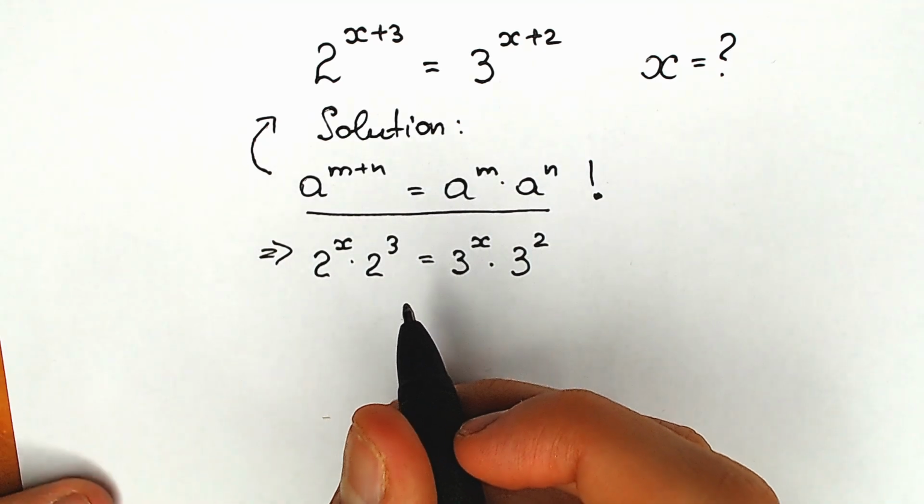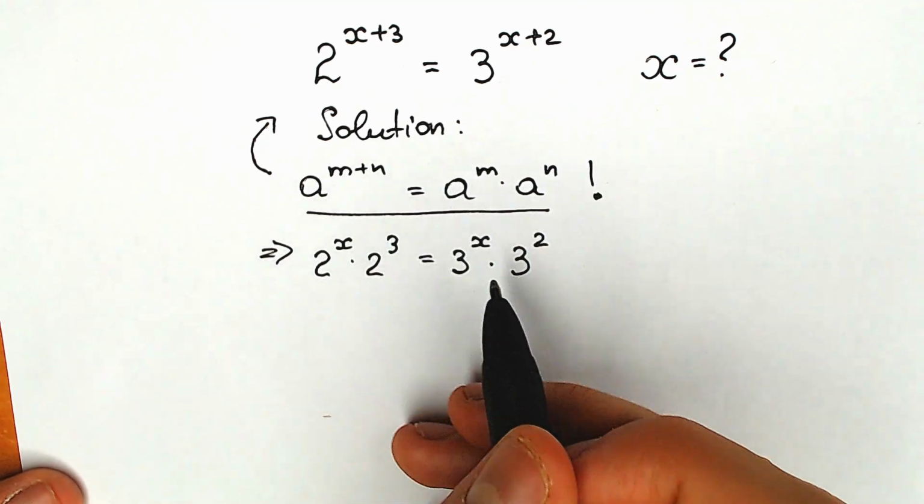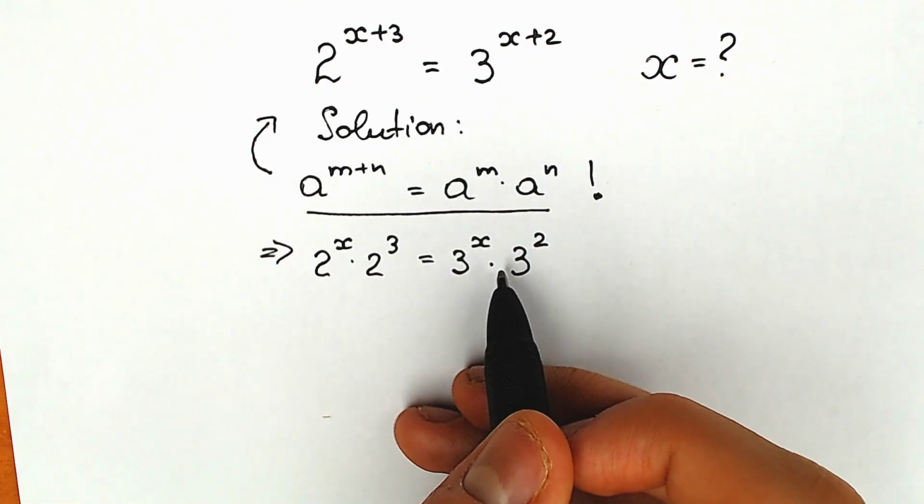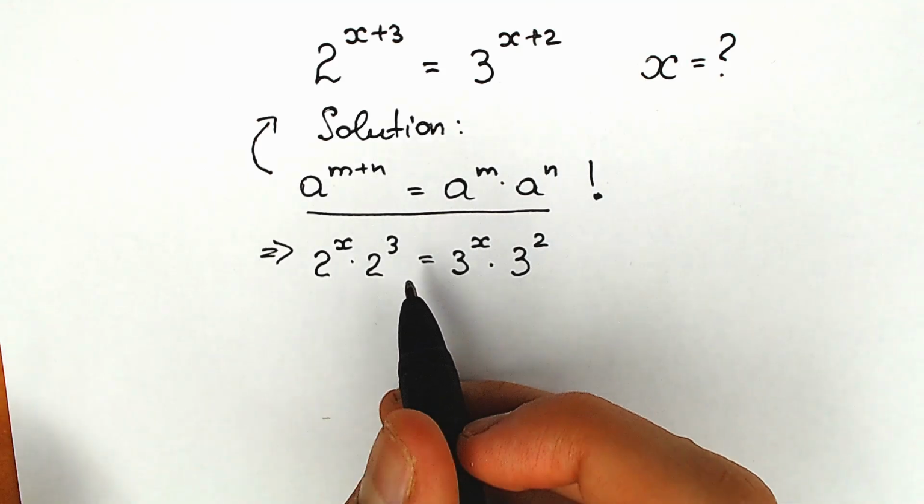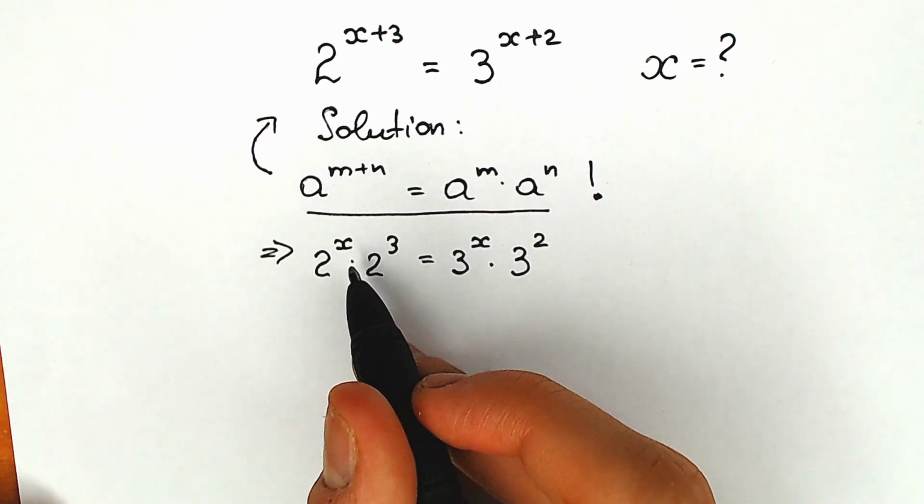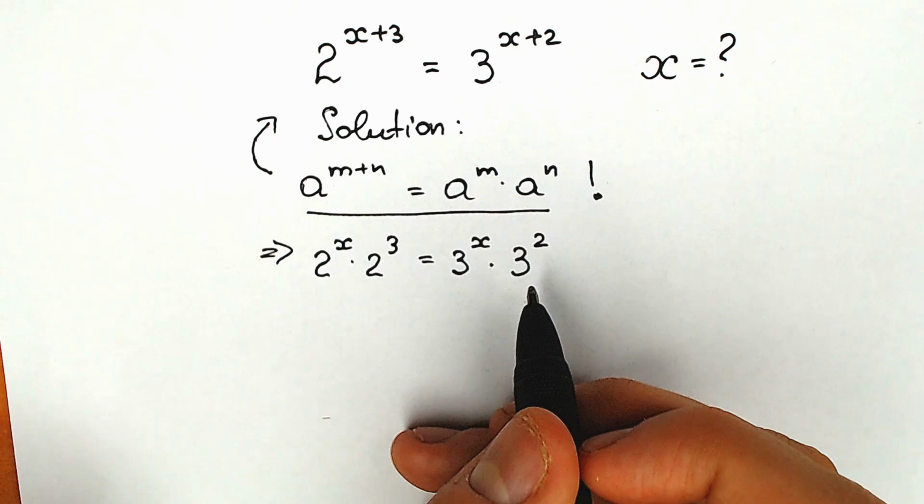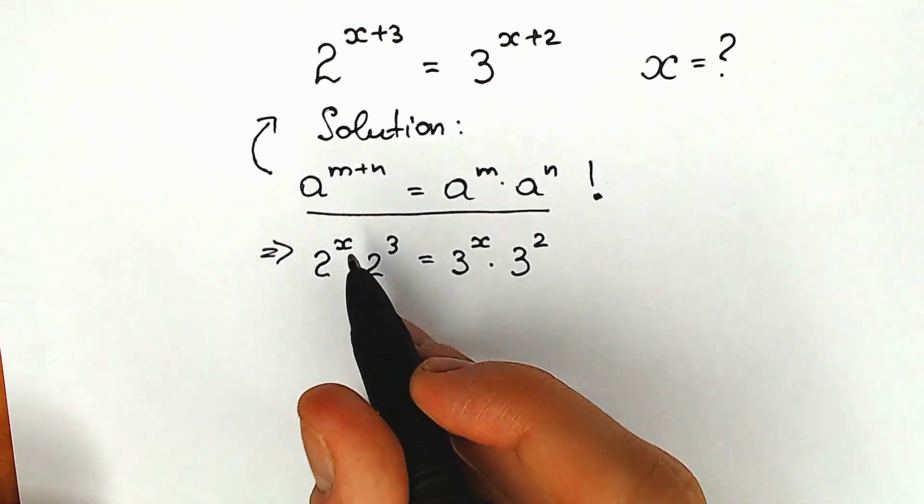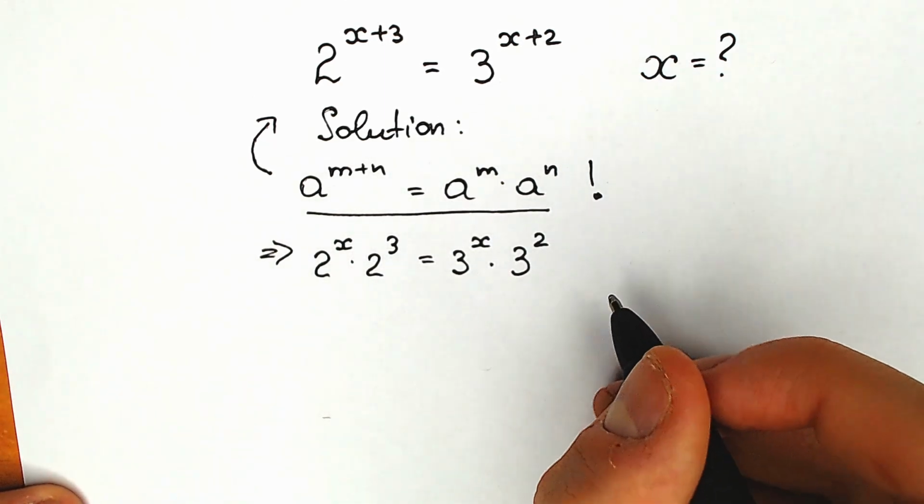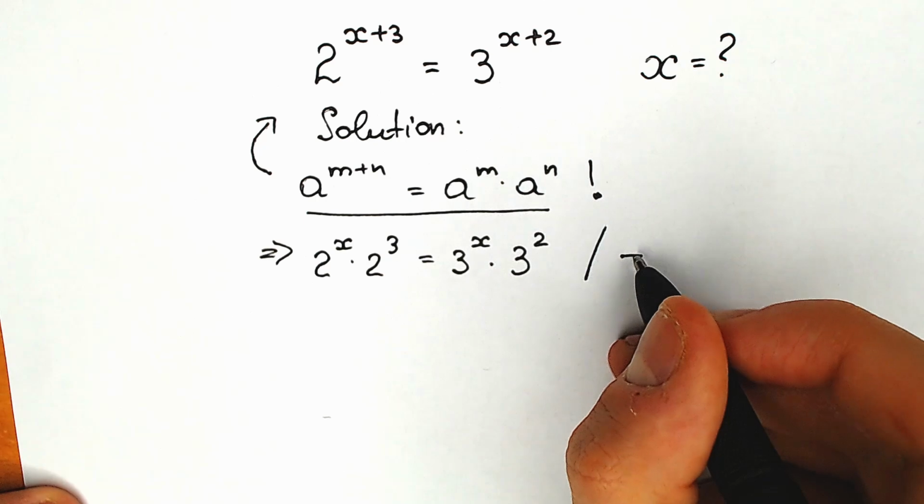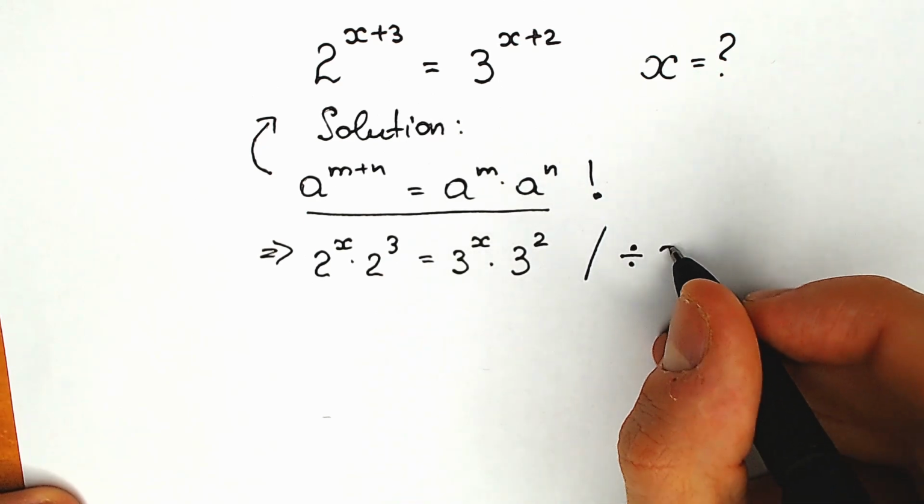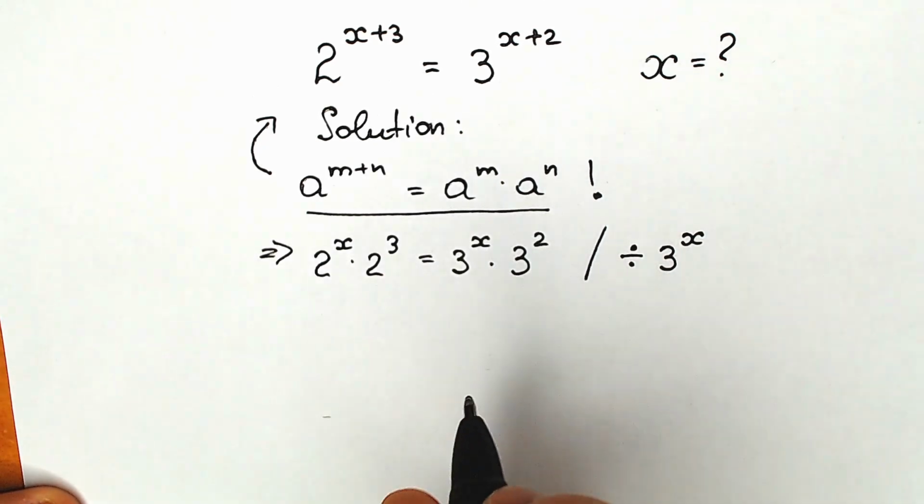We know that 2 cubed equals 8, we know that 3 squared equals 9, but right now I'm going to show you, first of all, we need to write our variables on the left side and our constant on the right side. We prefer this expression when we have variables on the left side and constants on the right side. And for this, let's divide both sides by 3 to the x.